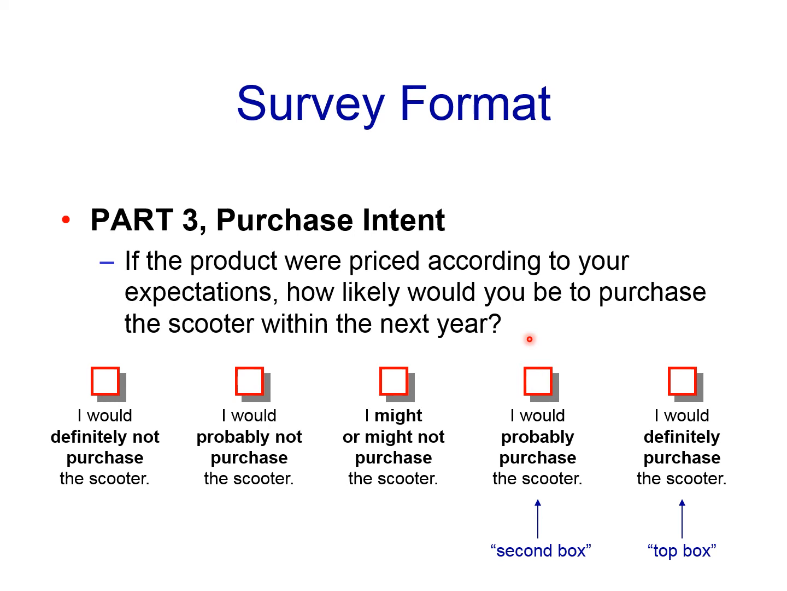This survey shows 5 boxes. Only these 2 boxes do count. These 2 boxes: I would definitely purchase the scooter. I would probably purchase the scooter. These are usually called by the market people the top and second box. What fraction of customers check these boxes is an indication of sales potential.